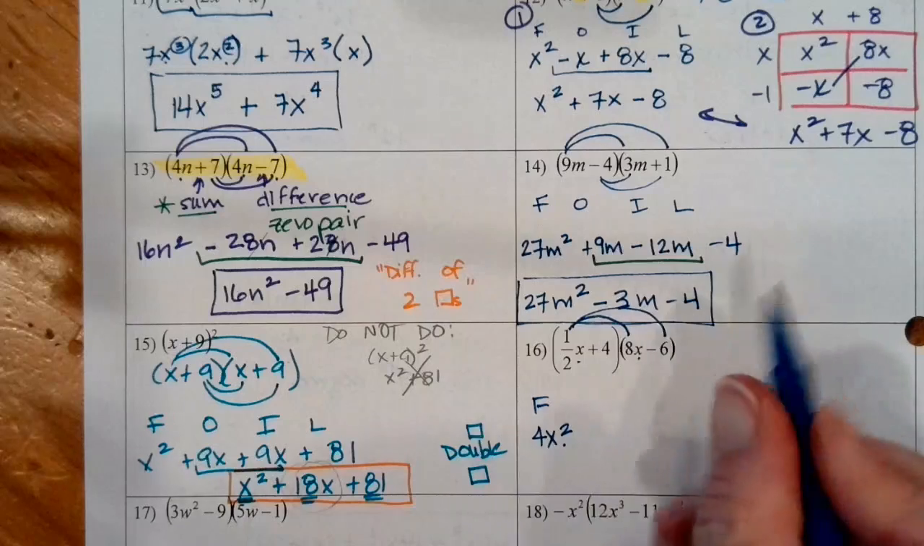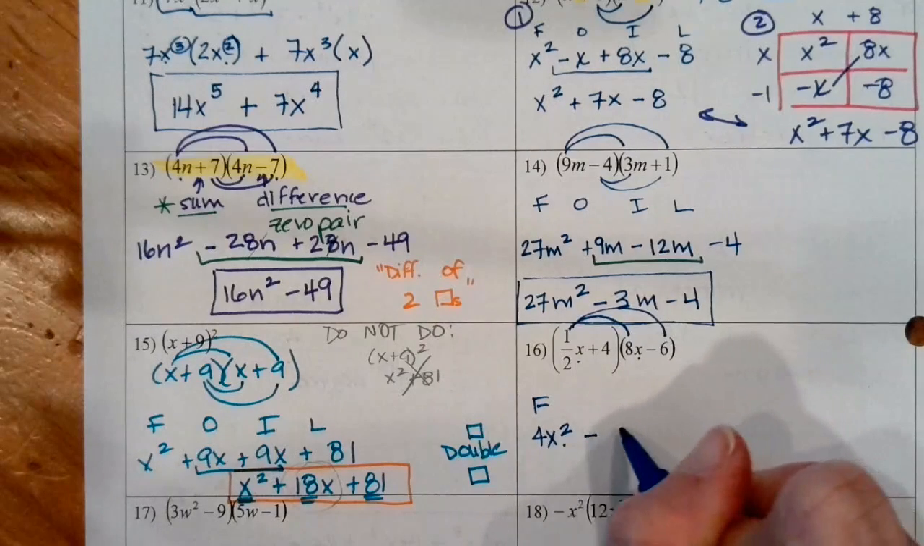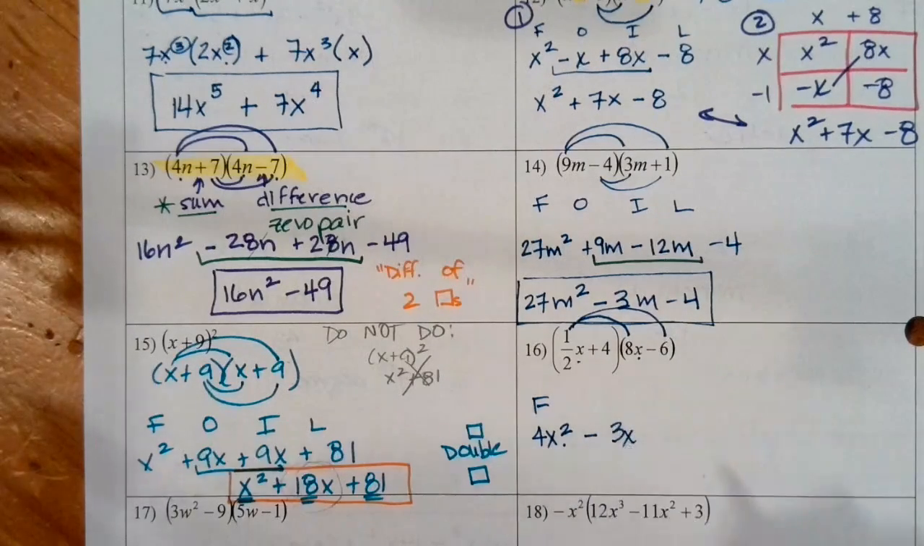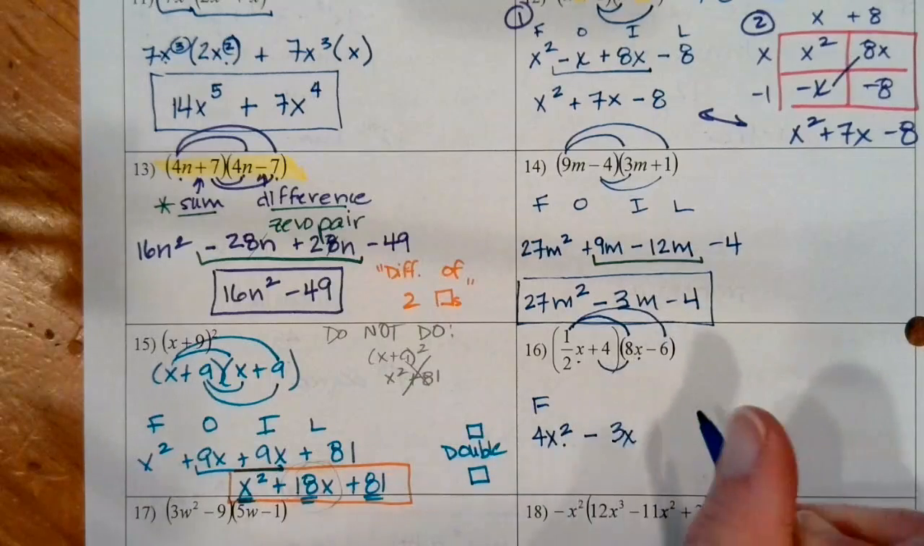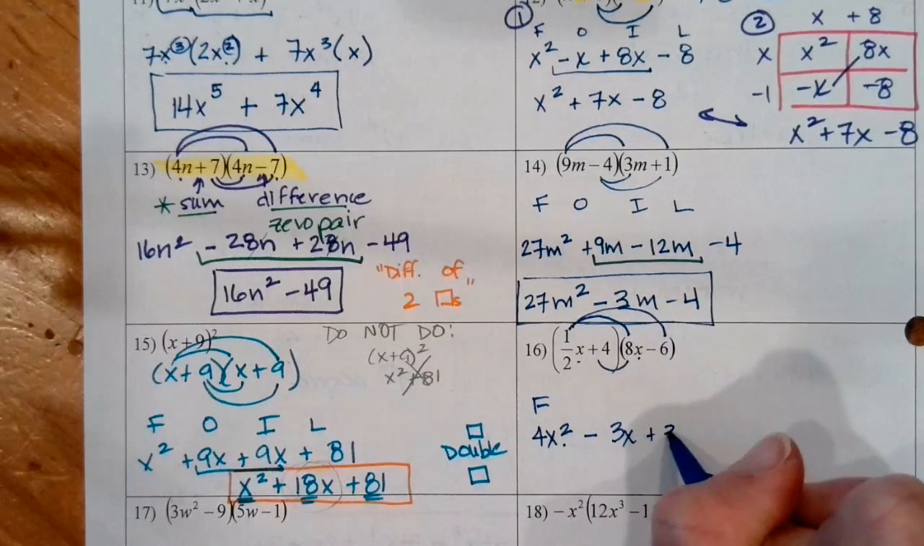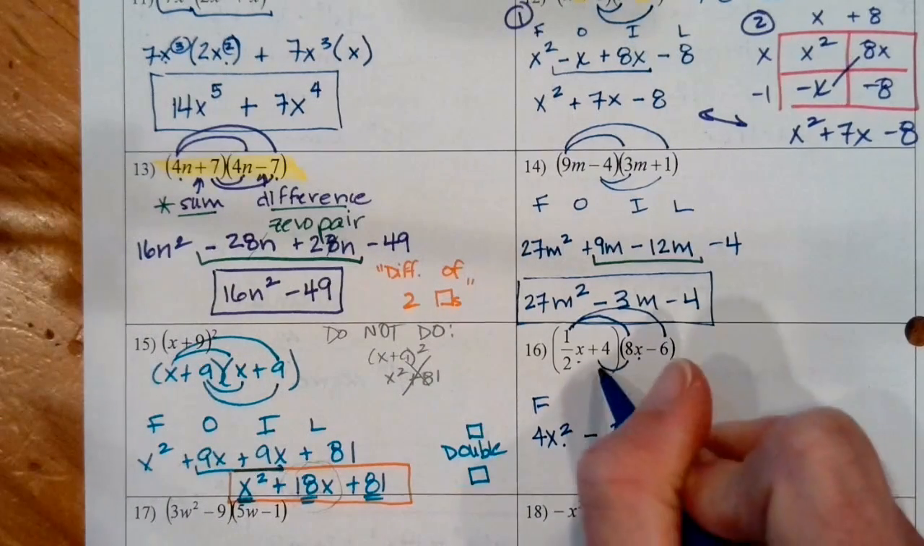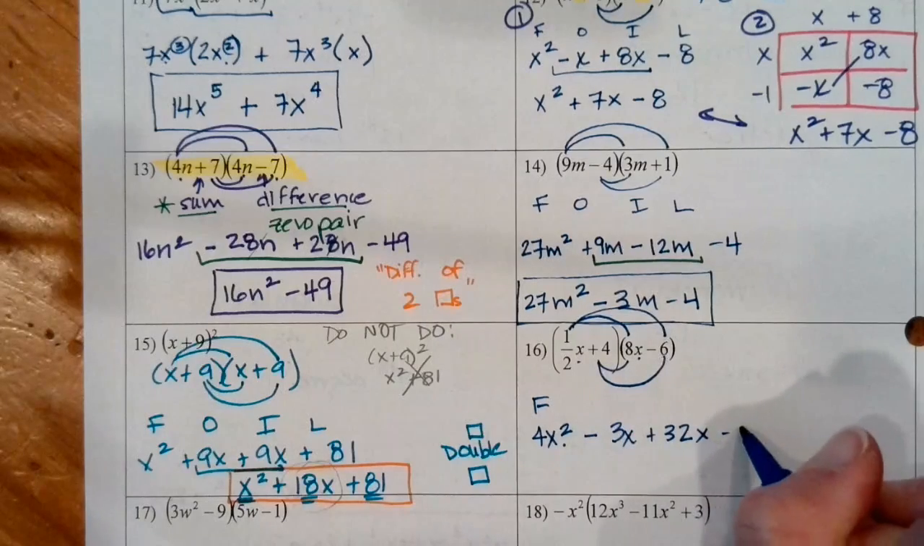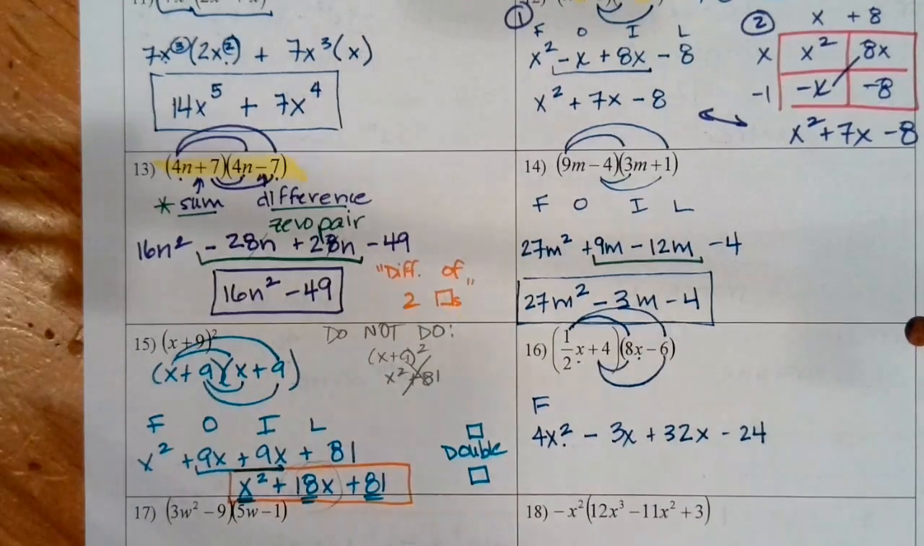1/2 of negative 6 minus 3x. This is going to be plus 32x. 4 times negative 6 is minus 24.